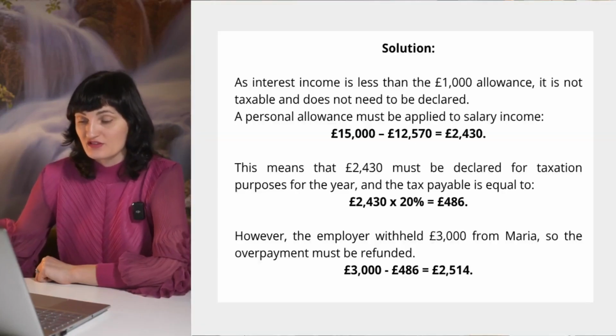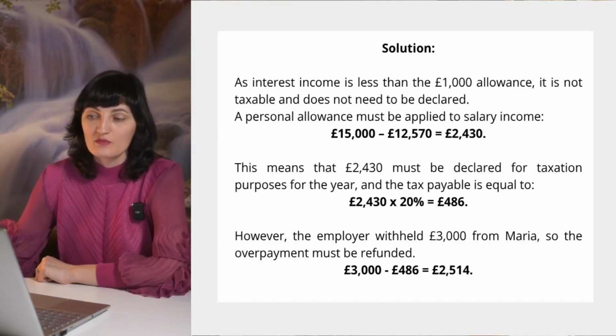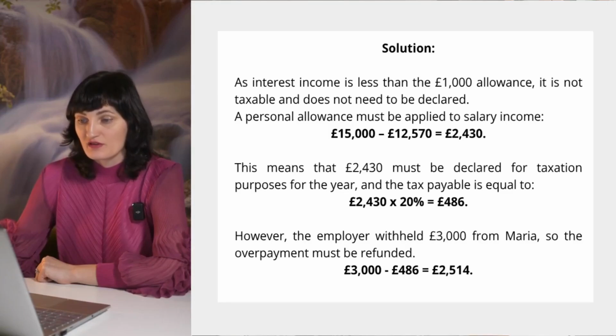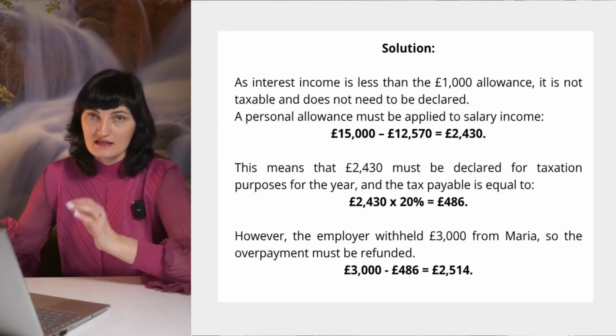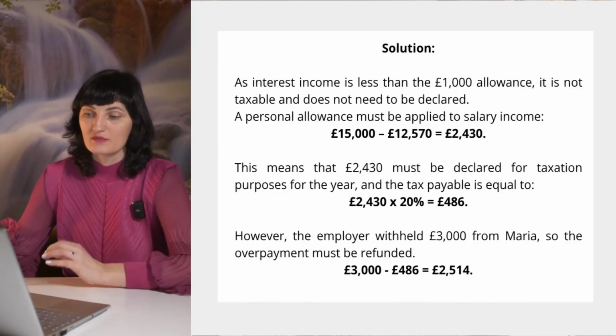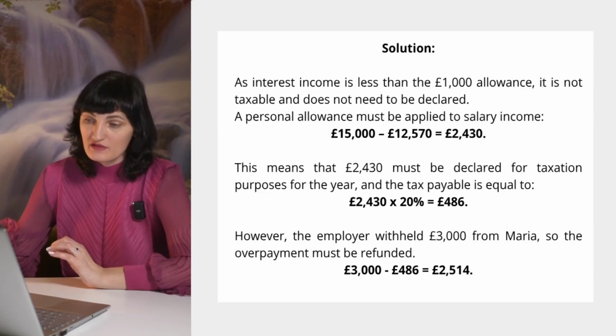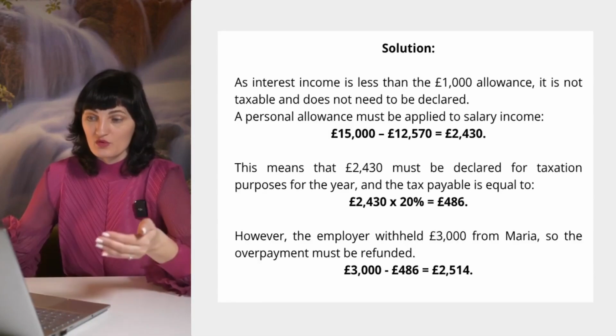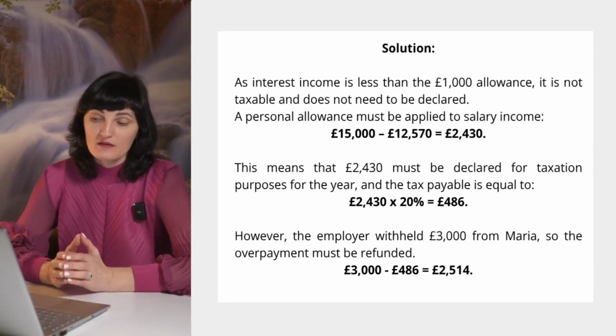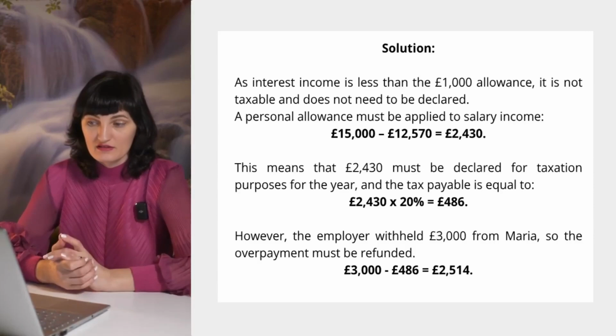Let's do the calculations together. So, we need to apply the personal allowance to the income in the form of salary. That is, we subtract 12,570 from 15,000 and we get 2,430. So this is the income, the profit, that needed to be taxed for our Maria. The tax on the salary at 20% will amount to £486. But her employer withheld a full 20% from her, starting from the very first pound of her salary.